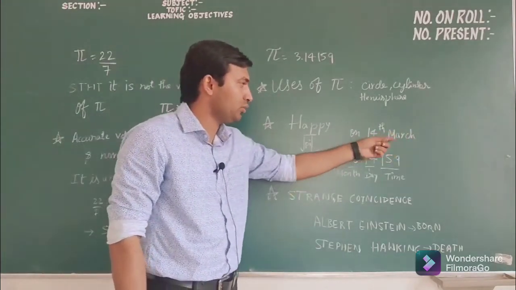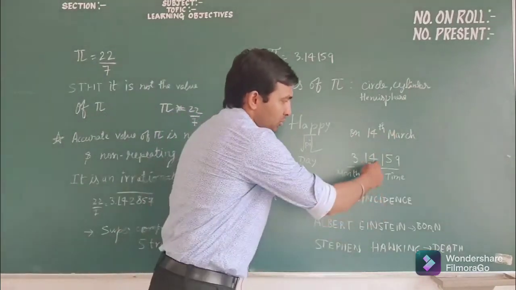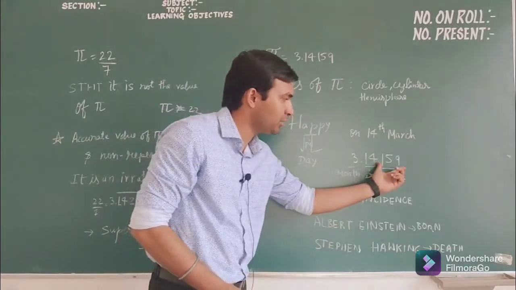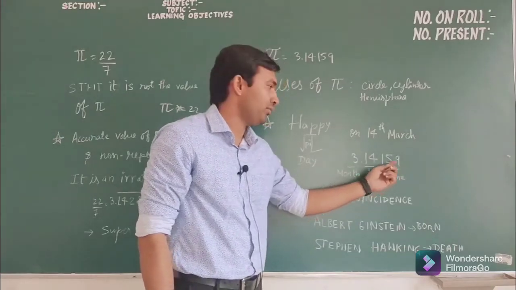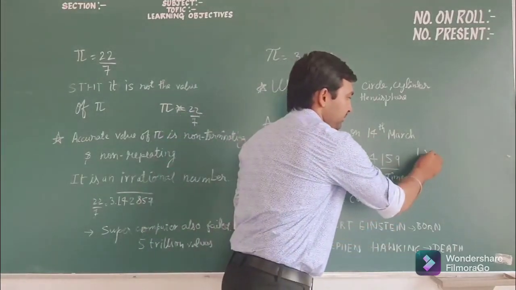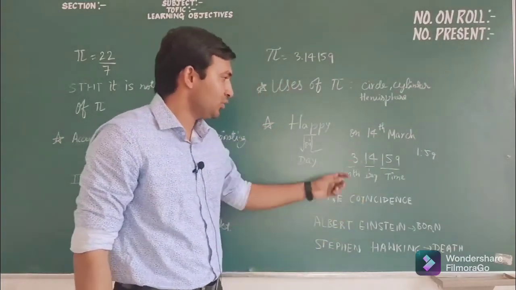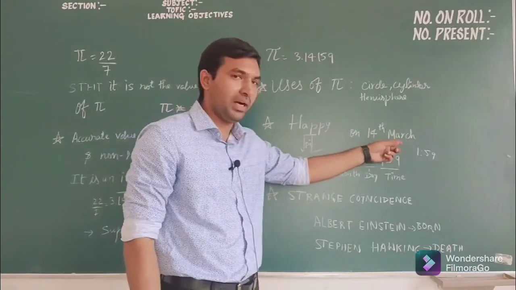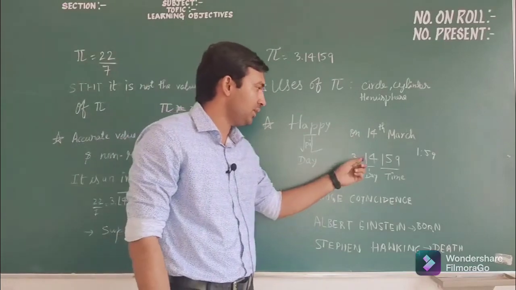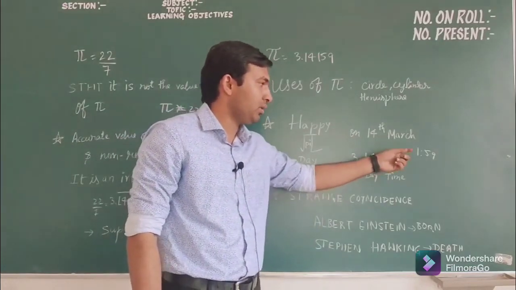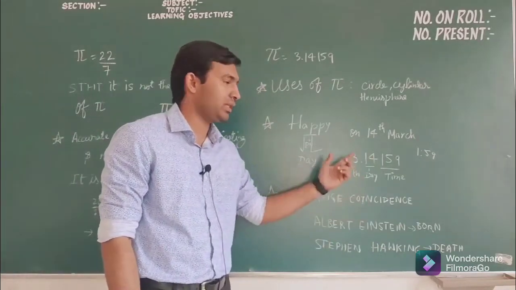And on 14th March it is celebrated at a particular time also. What is that time? To answer that, again you see the next three decimal digits, 159, right? So this 159 is nothing but 1:59 p.m. Isn't it nice to know this, right? So pi day is celebrated on 14th March. This is a GK question: when is pi day celebrated? 14th March at what time? 1:59, right? Now let's talk about the strange coincidence about this day.